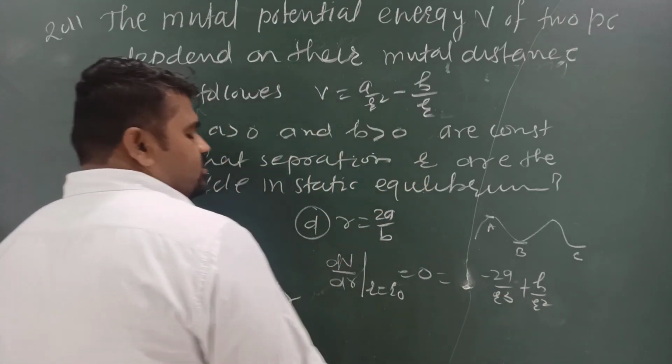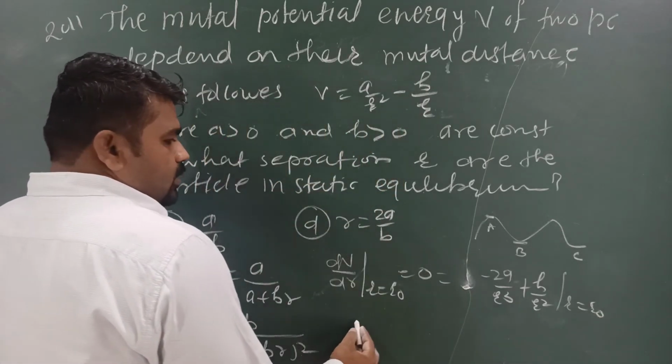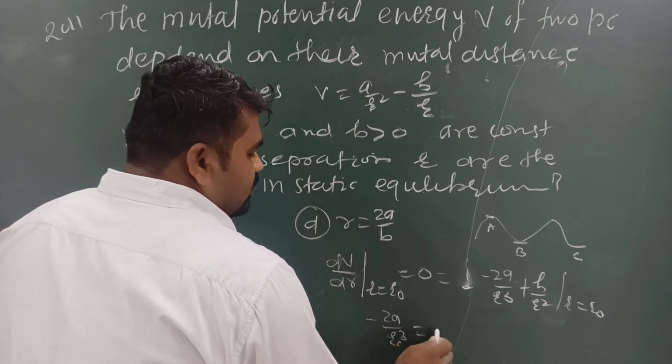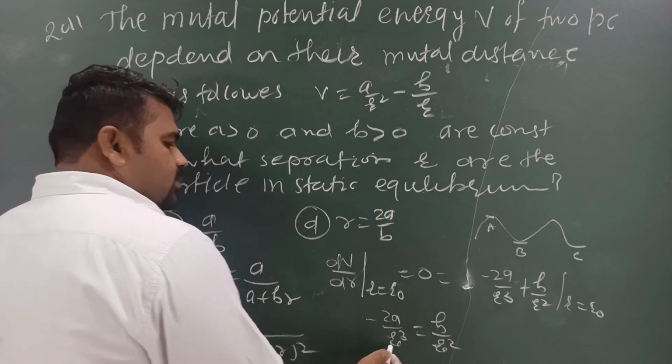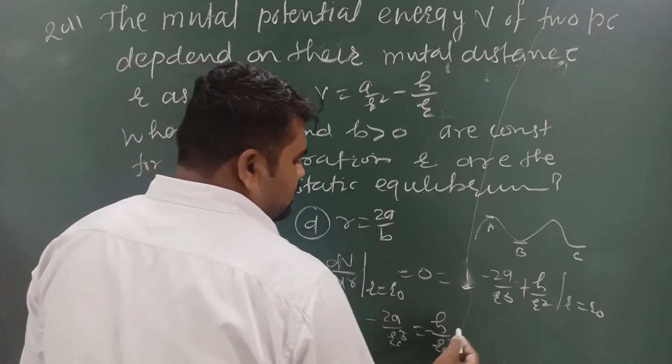At what distance? R is equal to R0. Then this is equal to how much? Minus 2a upon R0 cube is equal to b upon R0 square. The square gets cancelled. Multiplying both sides by minus 1, this becomes plus.